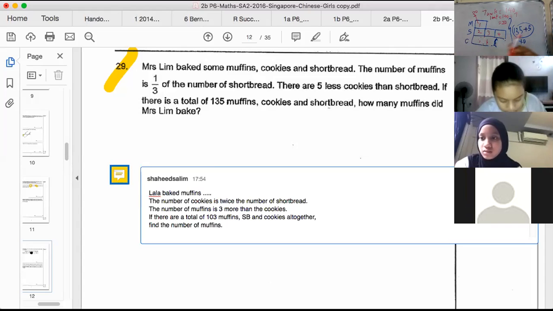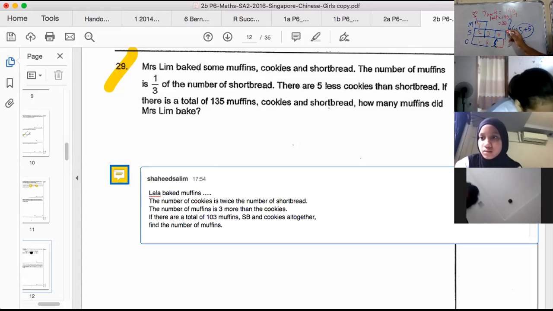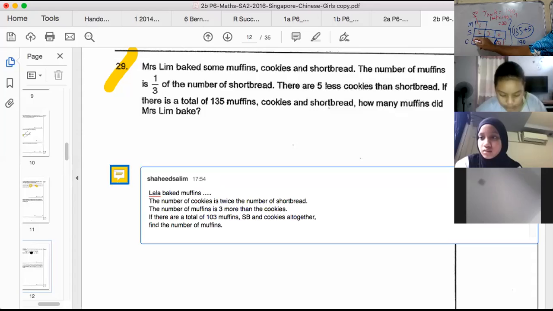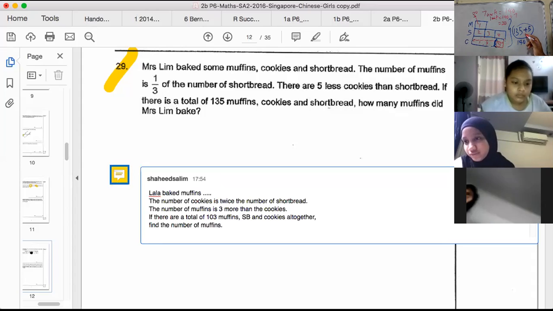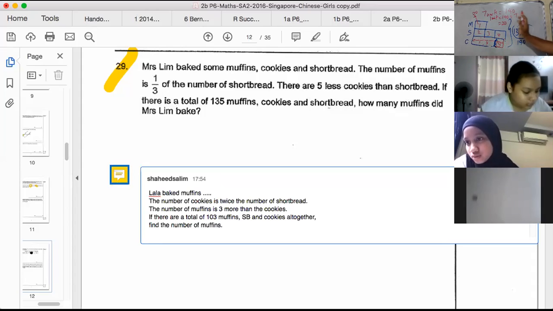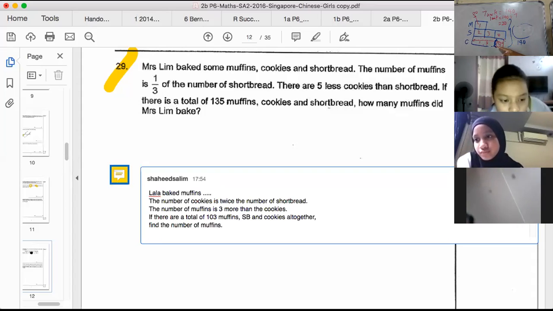But if you plus, because cookies is 5 less than shortbread, if you plus 5 more cookies, you will have the same number as shortbread. So I want to plus 5 more. Why do I want to plus 5 more? I want it to be 3 units. So I plus 5 more here. So the answer is 140. 140 is the new number because I already plus 5 units, 5 cookies.